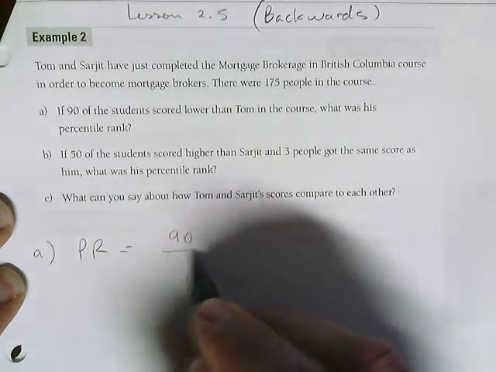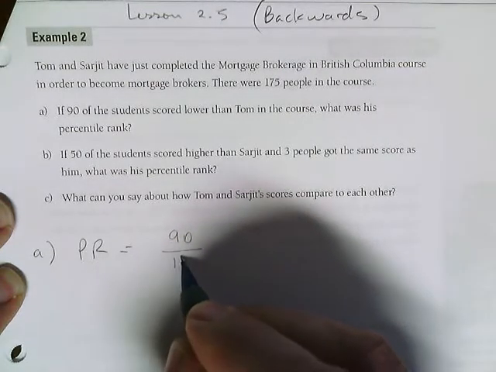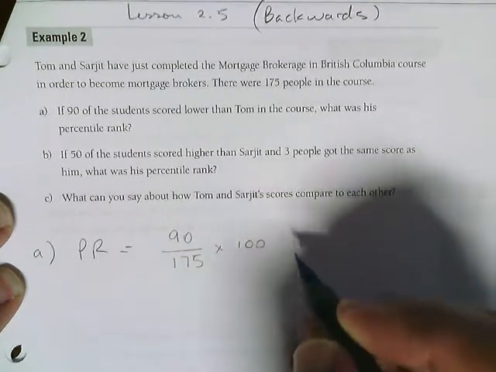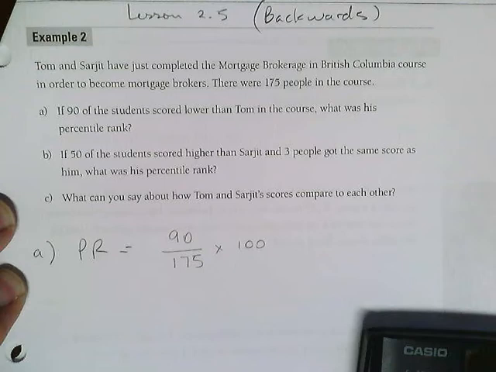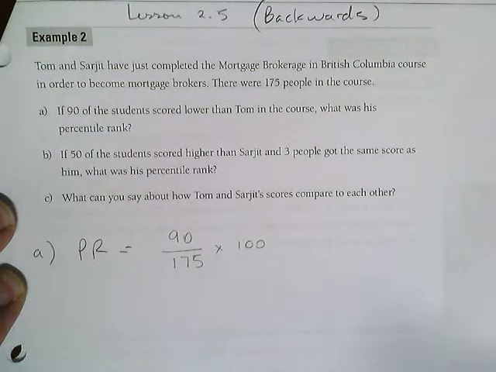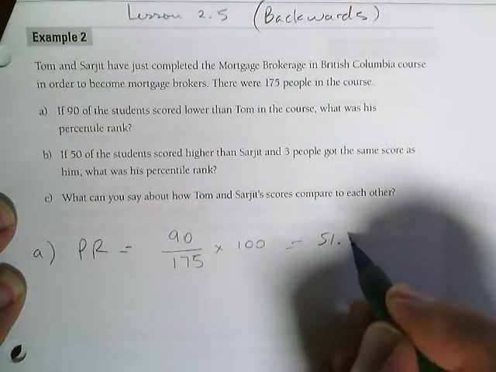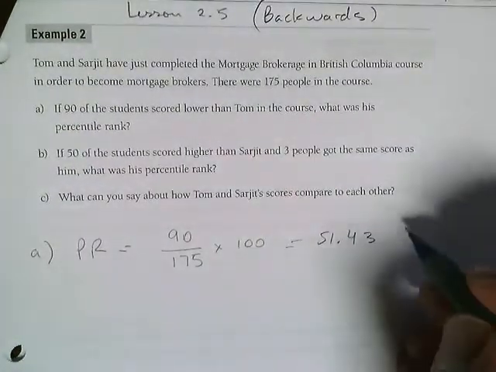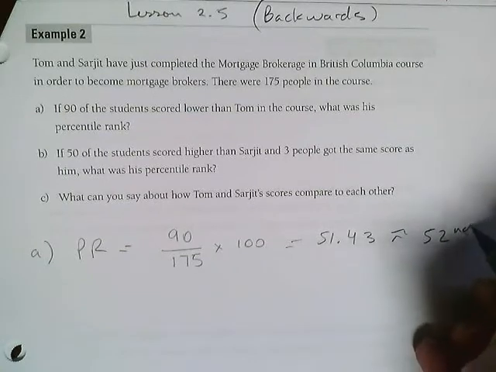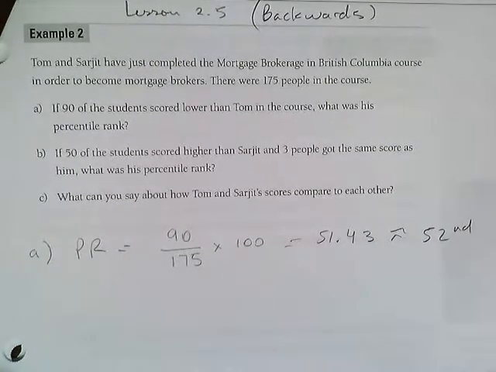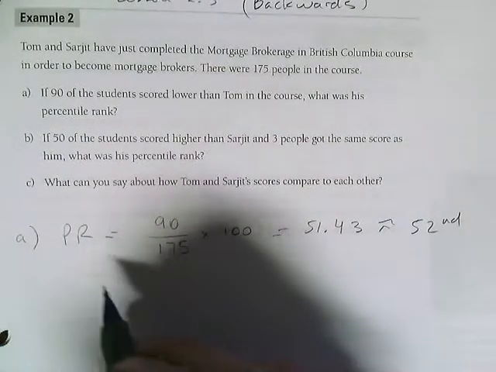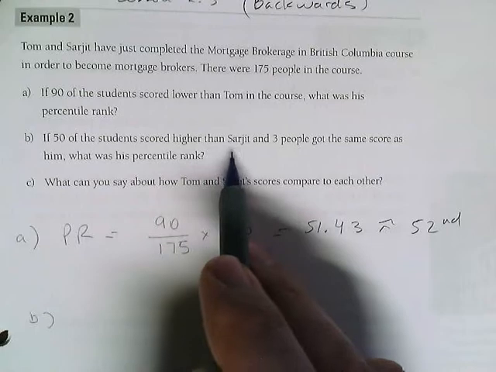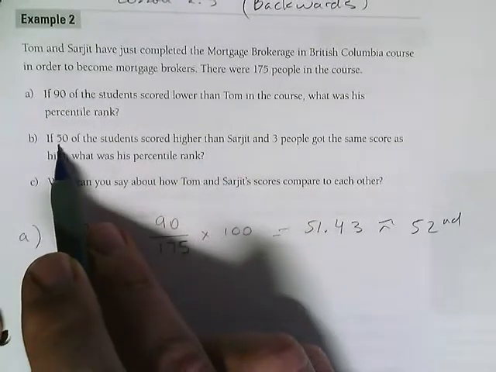So 90 goes here, and there's 175, and you would just go like this. And let me just see what this amounts to. This is 51.43, but you can't leave it like that, so it's approximately 52nd percentile. Okay, that's Tom's.